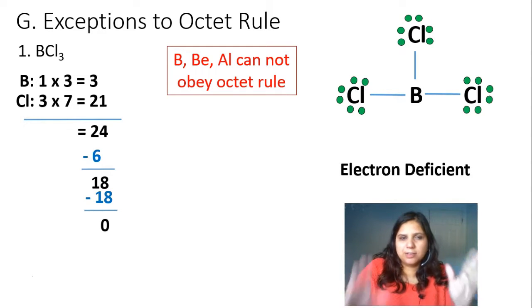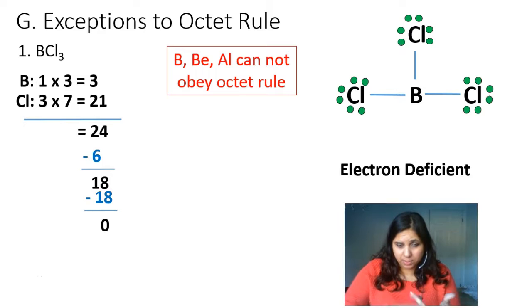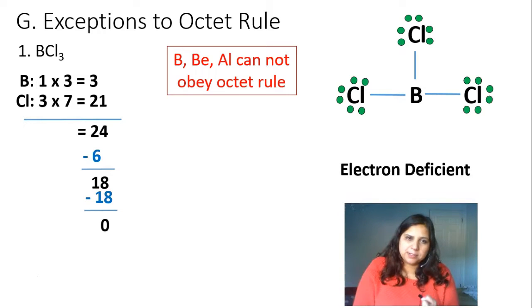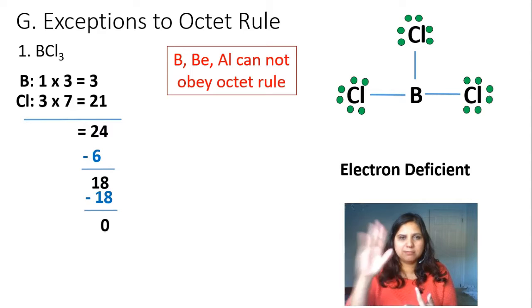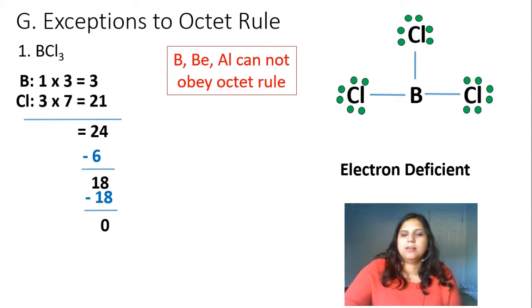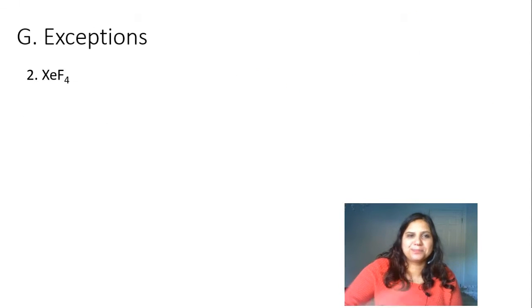But just note, boron, beryllium, and aluminum can't follow the octet rule, just like hydrogen can't. And when that happens, you do not steal and make double bonds. You leave it alone. All right, let's try the next one.